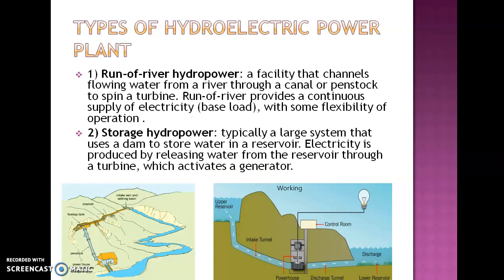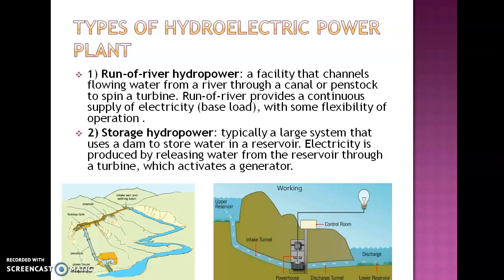Now what are the types of hydroelectric power plant? The first type is the run of river hydropower, a facility that channels flowing water from a river through a canal or a penstock. A penstock is a long pipe through which the water will impact a turbine, used to spin or rotate the turbine. Run of river provides a continuous supply of electricity, base load, with some flexibility of operation.